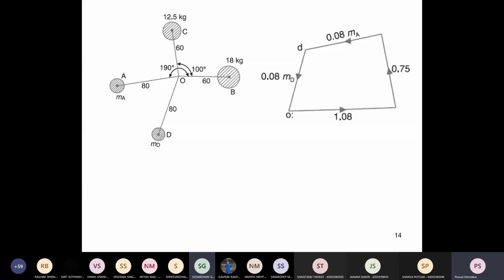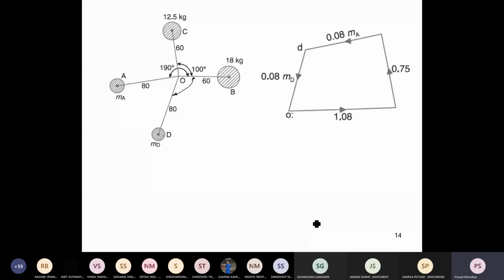So what is the angle between BOD? Means the angle BOD, that you have to measure, that is not known. This angle BOD is not a given angle. So that angular position you have to determine. Alright, all of you have finished up till this force polygon.